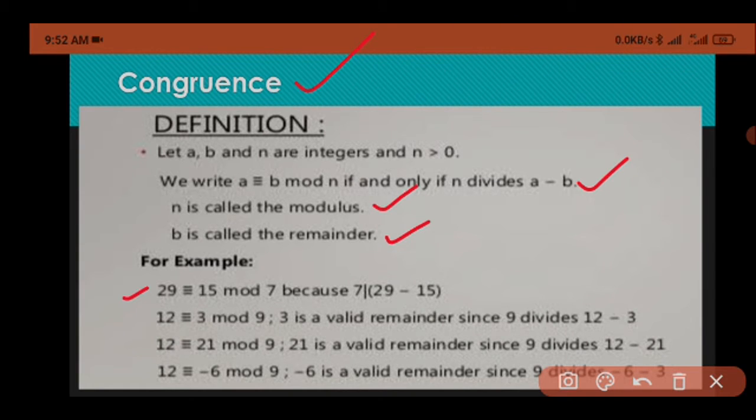29 is congruent to 15 mod 7. How can we understand this? If we subtract 15 from 29, will it be divisible by 7? Yes, it will be divisible by 7. Similarly, if 3 is subtracted from 12 and divided by 9, again it will be divisible by 9. So these are denoted like this.